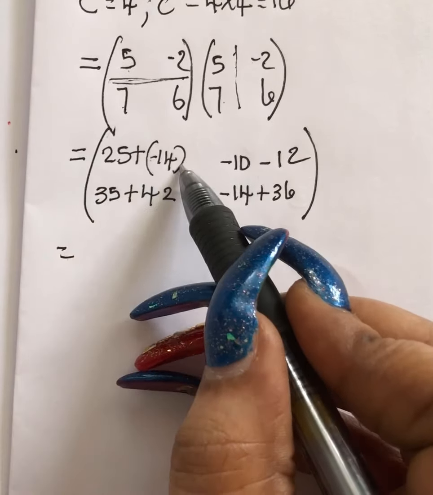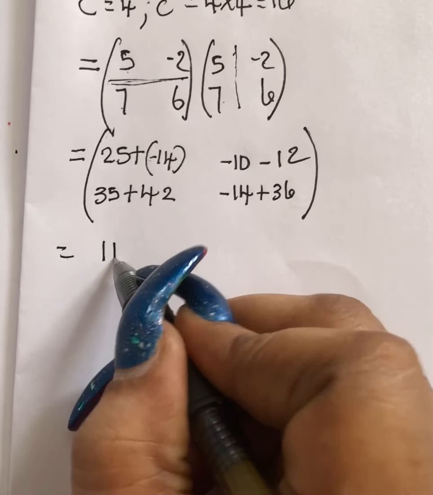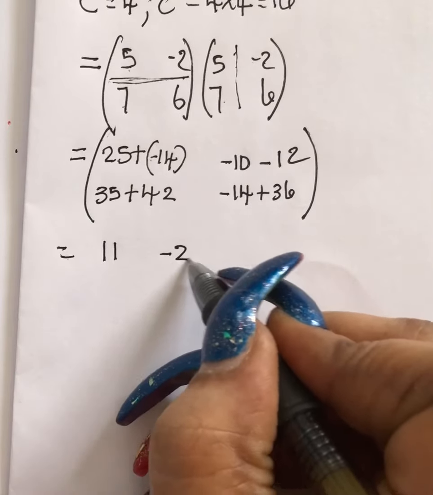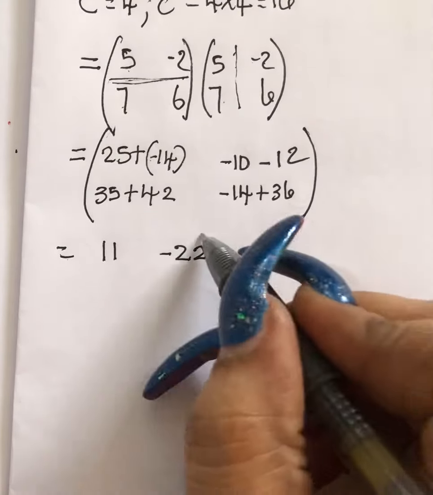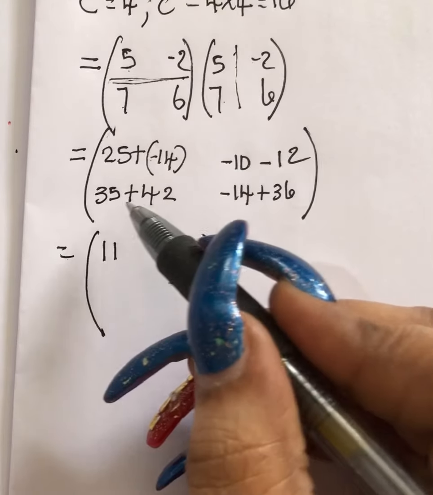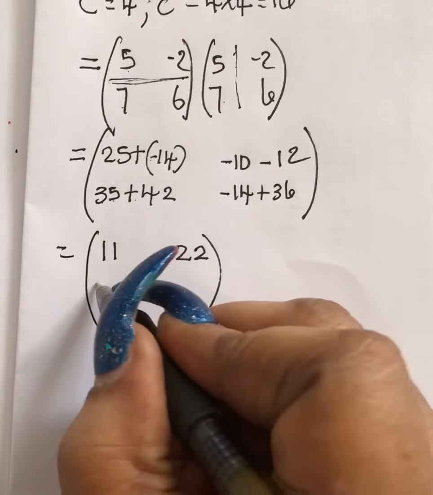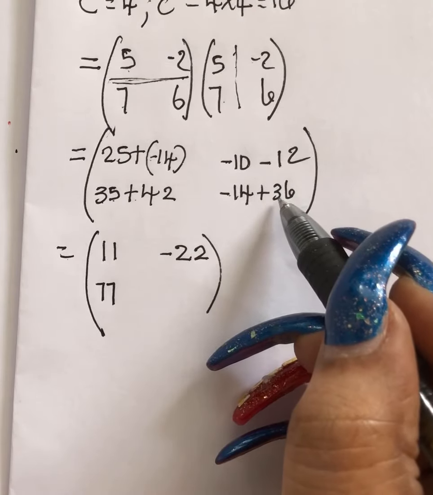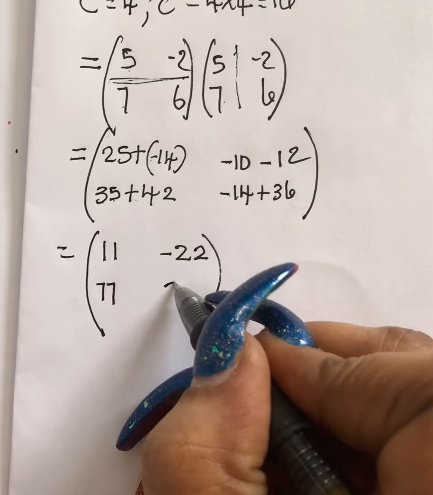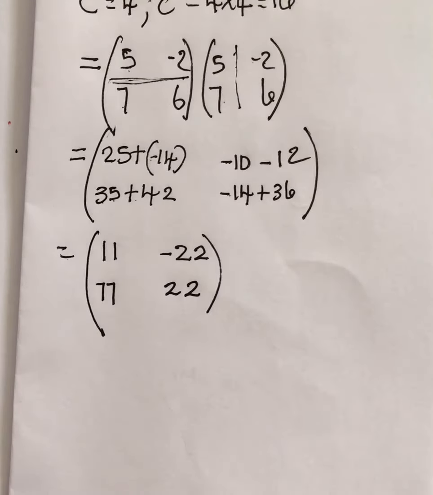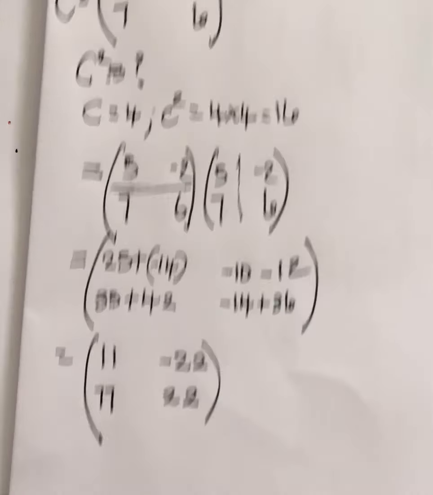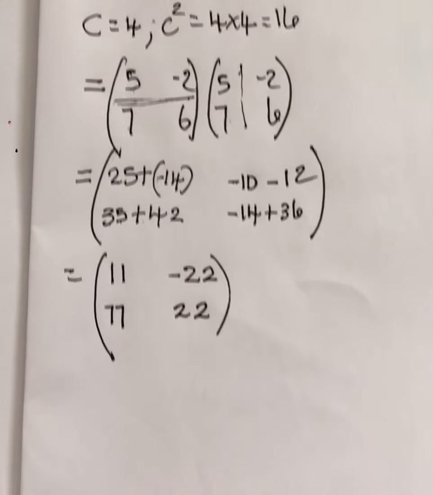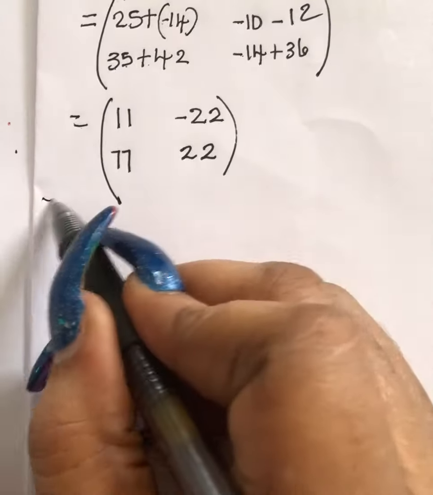So 25 minus 14 will leave us with 11. Negative 10, negative 12, we add and we keep the sign, right? 35 plus 42 will give us 77. Negative 14 plus 36, or we say 36 minus 14. All right? Now this is all yours. Review, pause, recap, look, and look again.